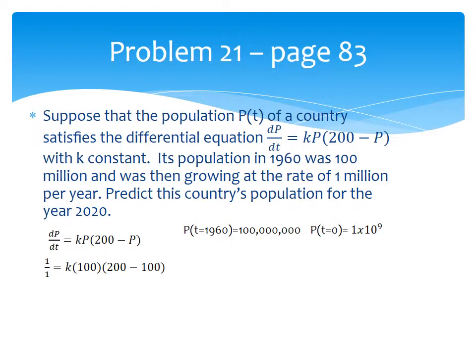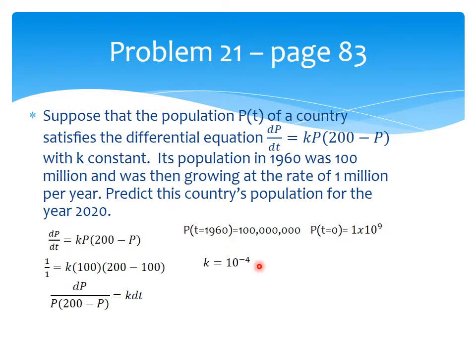Well, I need to figure out what the derivative of the population is. And I can do that because the problem states the derivative, or how the population is changing, right here at a rate of 1 million per year. So my change in population is 1 million for every 1 year, and that should equal k times my population. Well, that rate is happening in 1960, and the population is 100 million, so I plug that in there. Now I can solve for k, and I get a k of 10 to the minus 4.